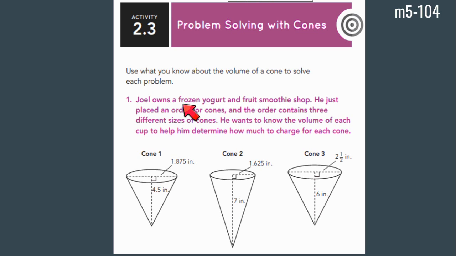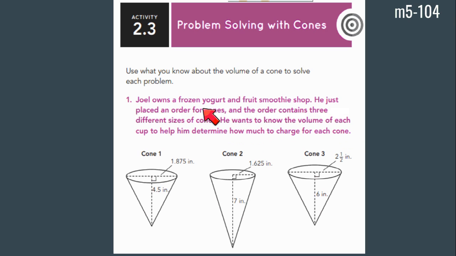Joel owns a yogurt and smoothie shop. He just placed an order for cones and the order contains 3 different sizes of cones. He wants to know the volume of each cup to help him determine how much to order for each.